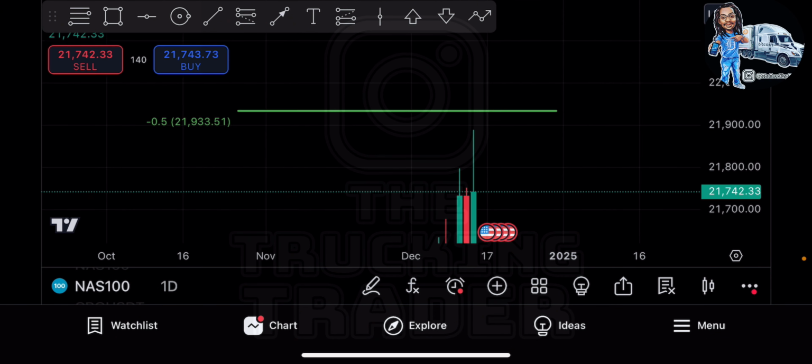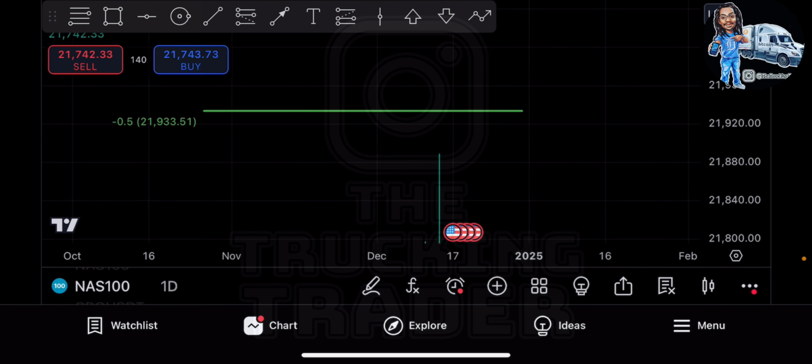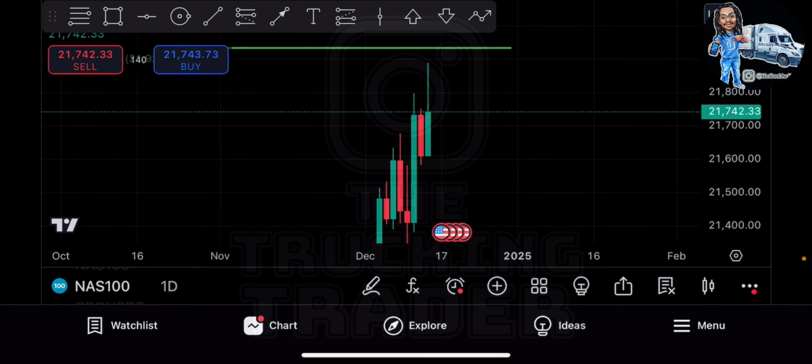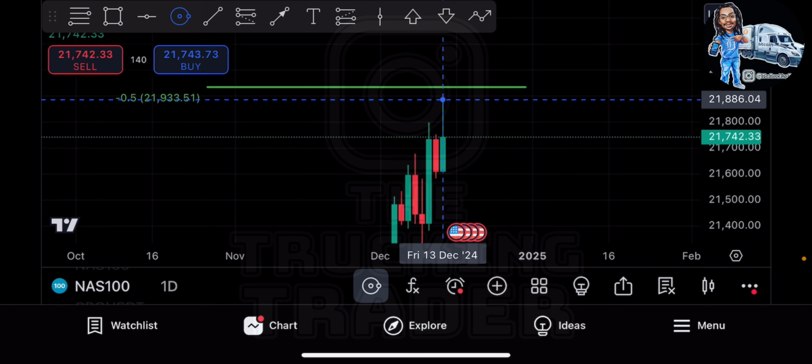So notice how it came right below this halfway point, the halfway point of the range, and it started to reject. So this is going to be an important area for liquidity for us to take note of right here.